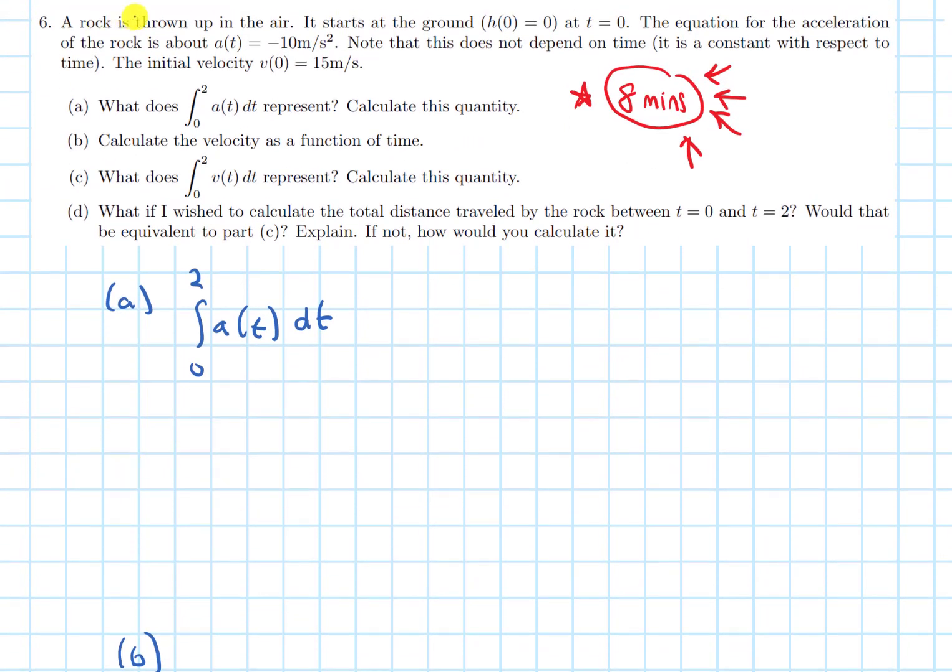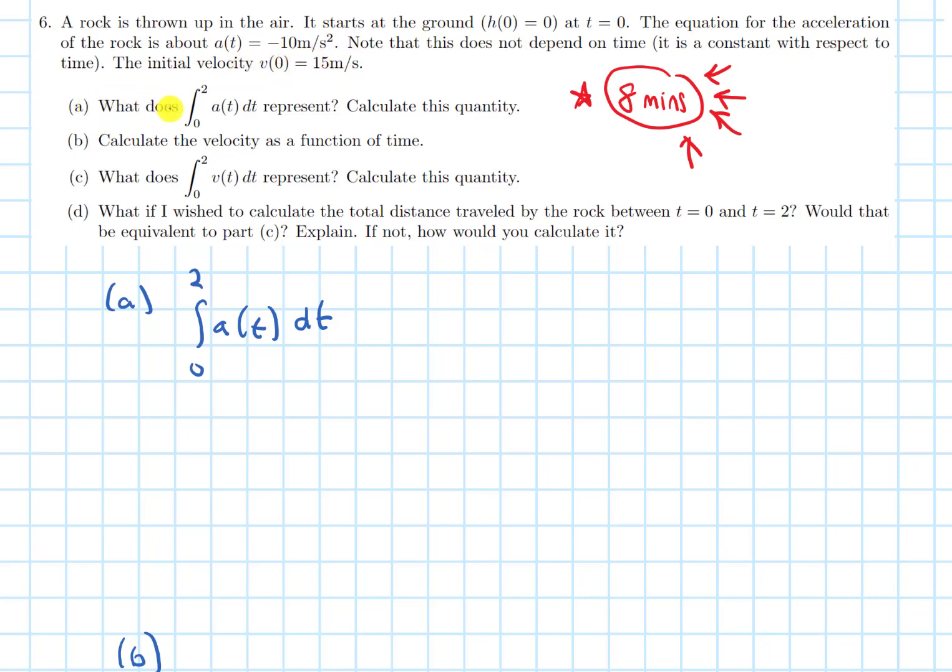So the question says a rock is thrown up in the air. It starts at the ground, so h of 0, where h represents height. The height when t equals 0 is 0. The acceleration of the rock is a of t equals negative 10 meters per second squared. It's about this because we're rounding. If this was a physics class, we'd probably use negative 9.8, but we're going to use negative 10 for this problem. Note that this does not depend on time. It's a constant with respect to time. The initial velocity, v of 0, is 15 meters per second.